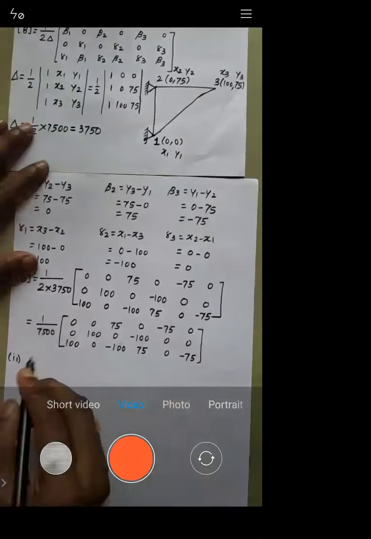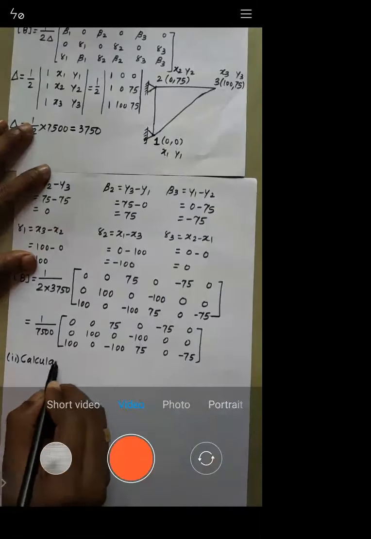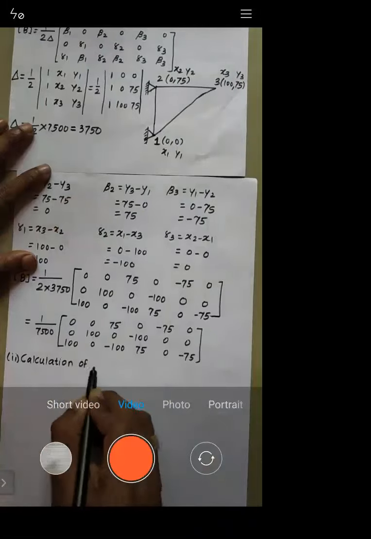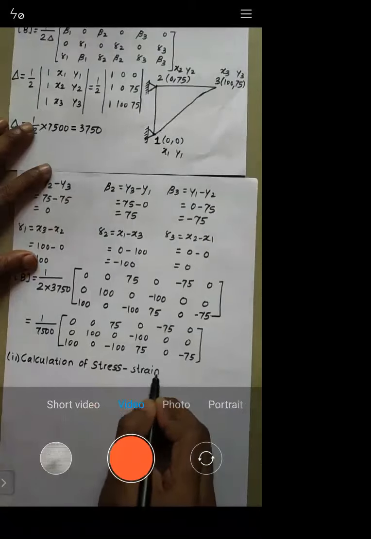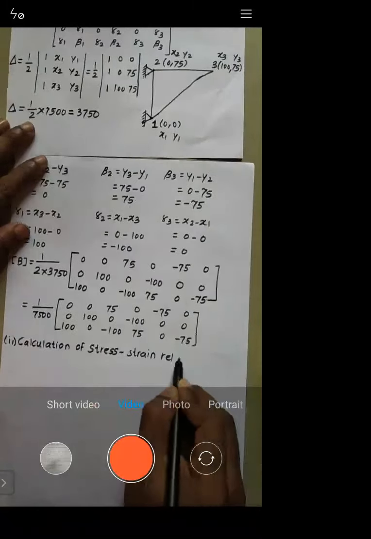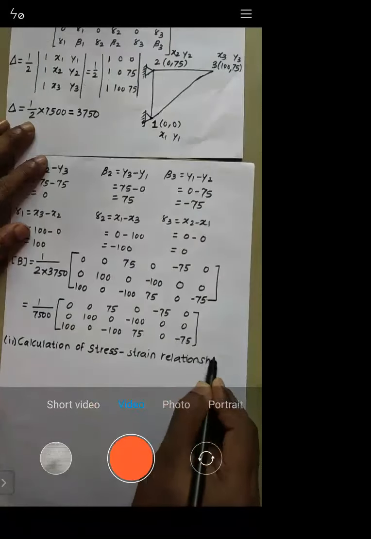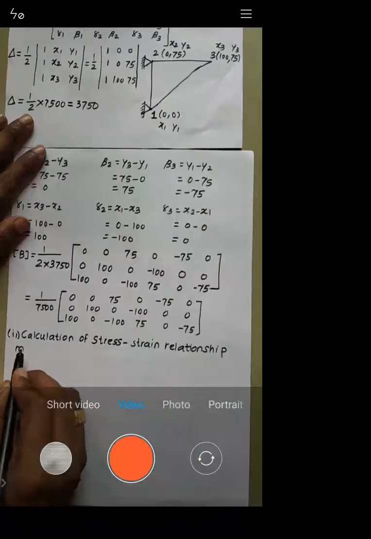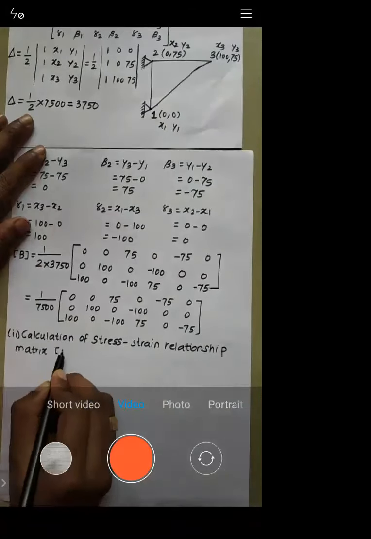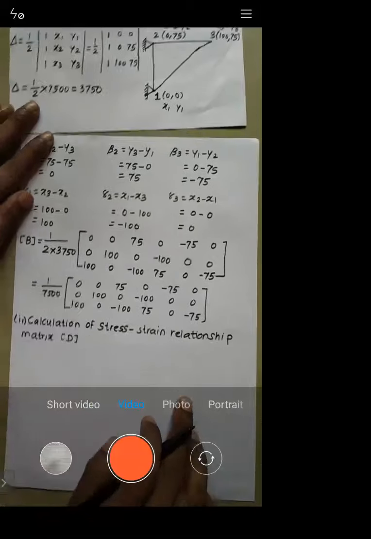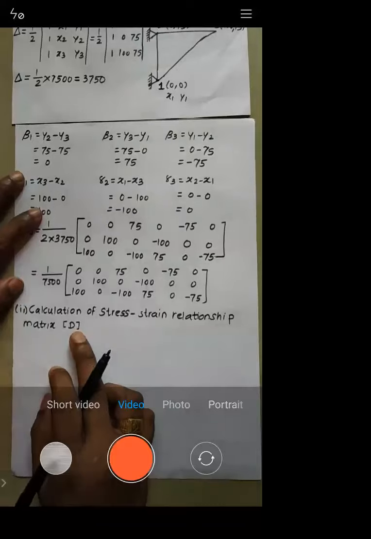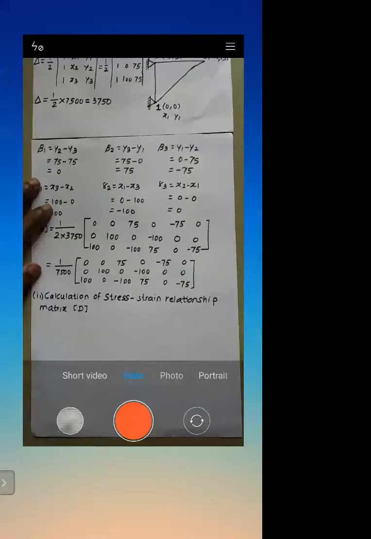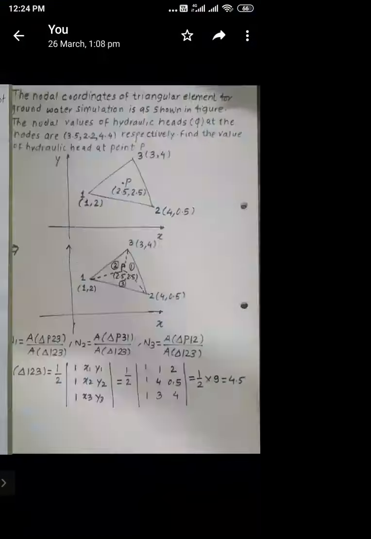So I'll write down calculation of stress strain relationship matrix. That is basically indicated by D. So in order to calculate D, as I told you, there are two conditions, right? Just in the last lecture only we have taken this one. There are two conditions.